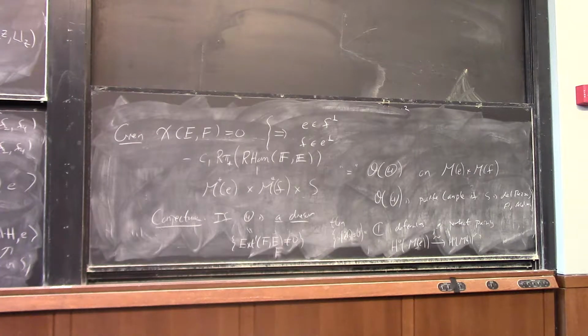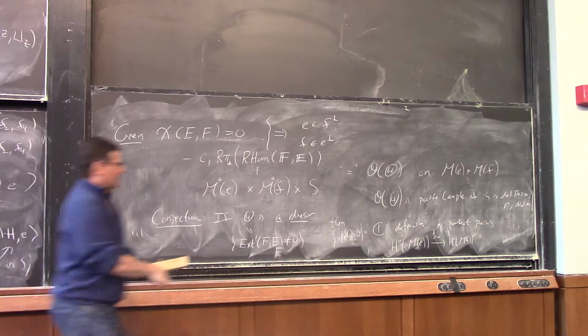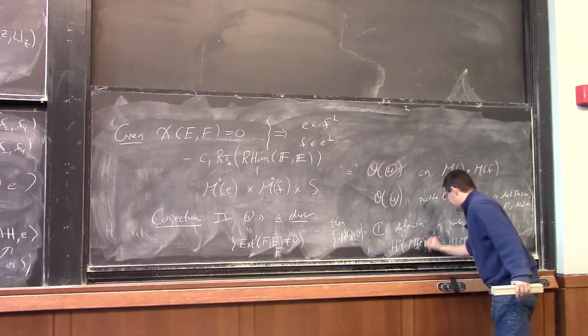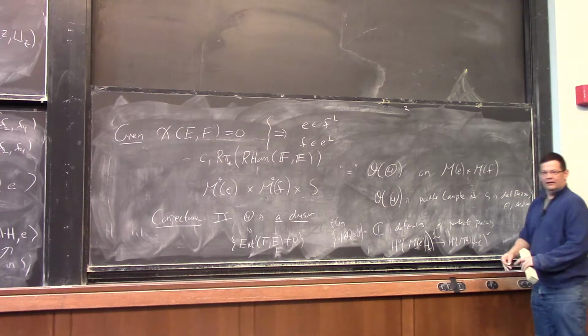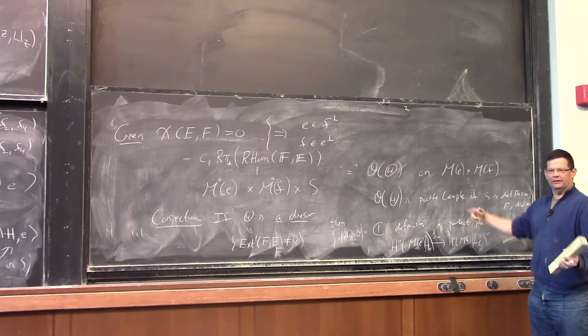H zero of what? Yeah, thank you. This is the L_F, and this is the L_E. So the line bundle on one is determined by the other.